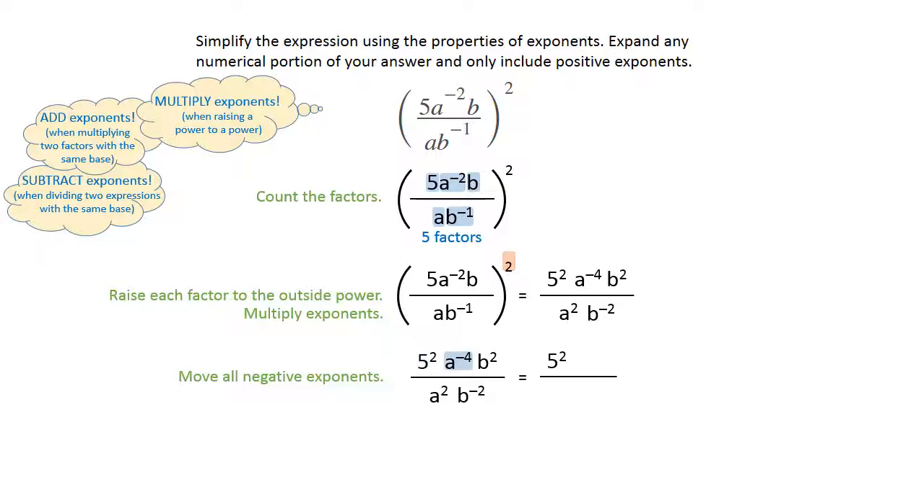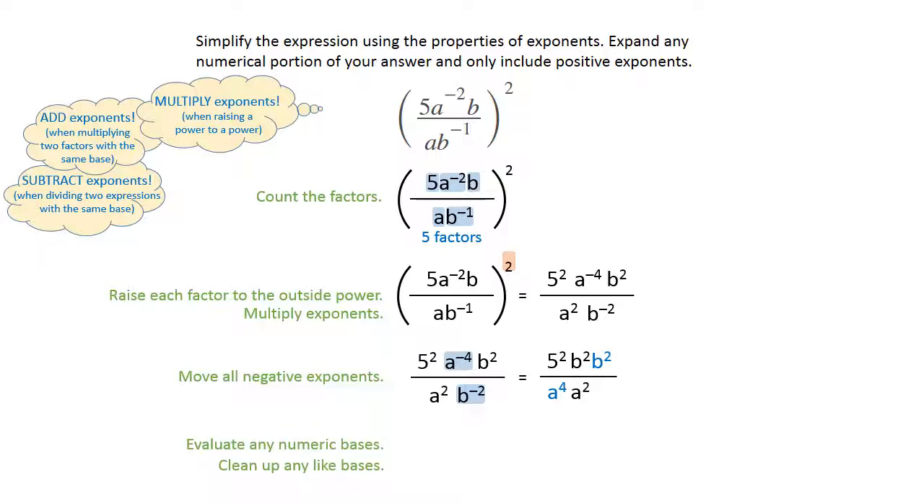The second one is a to the negative 4th. That one's going to have to move below the division line. So I'm just going to write an a to the 4th below the line. The b squared is fine. It can stay on top, so I'm going to write that on the top. The a squared on the bottom is also fine, so we're going to keep that on the bottom. However, the b to the negative 2 needs to move across the division line to the top. So we're going to write b positive 2 on the top. Now everything is positive.